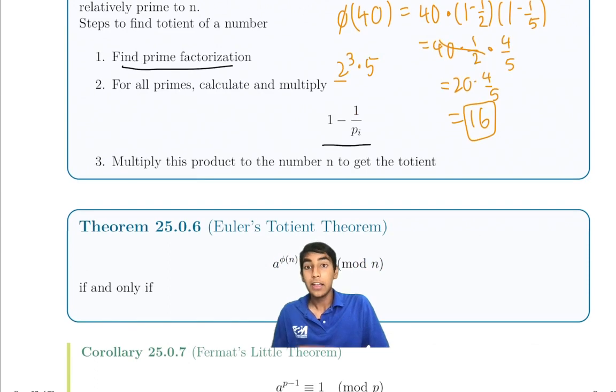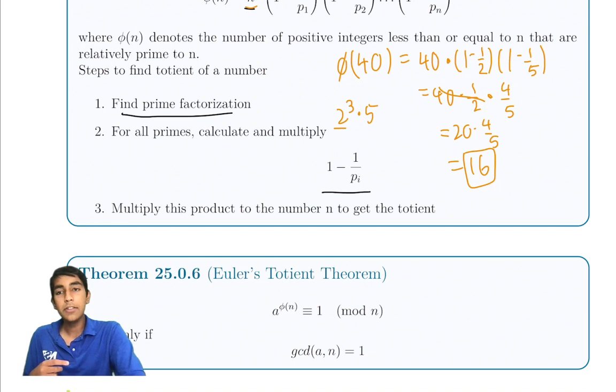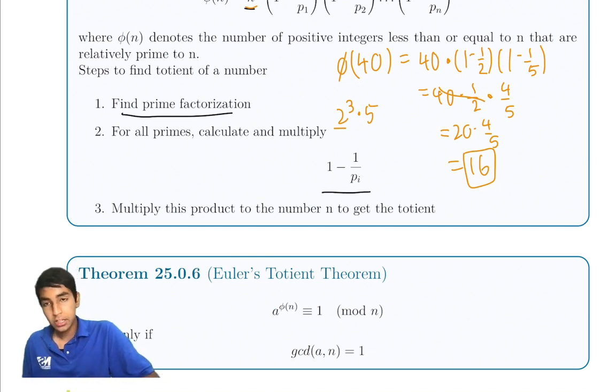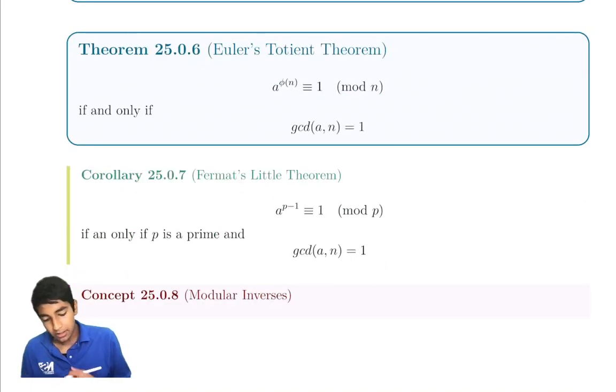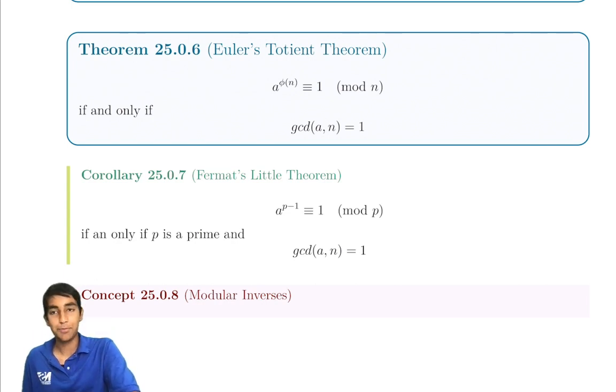And by the way, this is also useful for calculating the number of numbers less than or equal to n that are relatively prime to n. But we're going to be using it for something else. We're going to be using it for Euler's totient theorem specifically. But first, let's discuss Fermat's little theorem, which is kind of like the baby version of Euler's totient theorem, which only works for primes. I know, only boring primes.